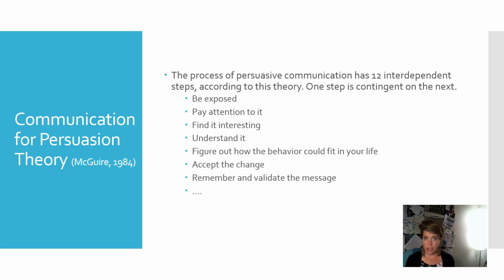So when I think back to the trans-theoretical model, we have pre-contemplation, contemplation, decision. You can see this echoed here in communication for persuasion theory. You have to first be exposed to even know that you should think about it. Then you have to pay attention to it, find it interesting, understand it, figure out how the behavior could fit in your life, accept the change, remember and validate the message. This is a much more explicit, 12-step way of thinking about how people move through awareness to action and everything in between.